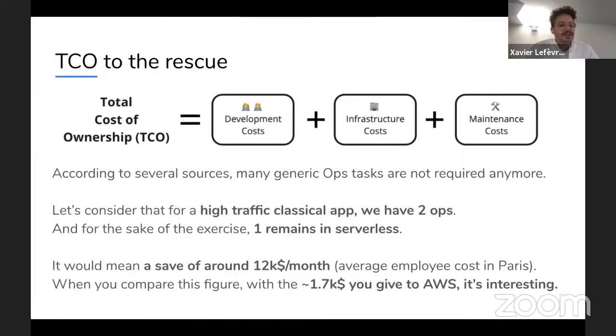Let's say that for the sake of the exercise, only one remains in serverless. From a white paper from Deloitte, they said that those generic tasks, you could divide by 8 how much time you're supposed to spend on those tasks. So I kind of stayed conservative by dividing by 2. It's not that simple for sure.